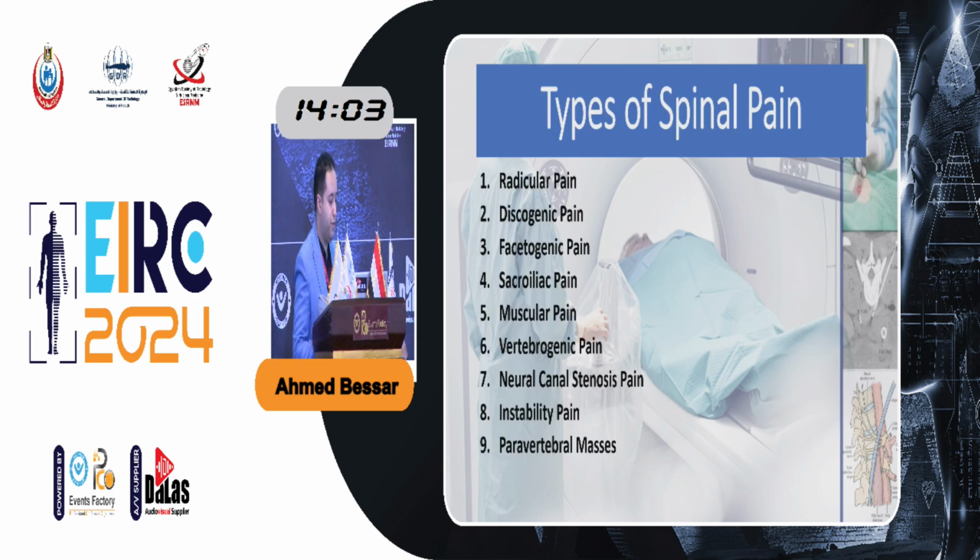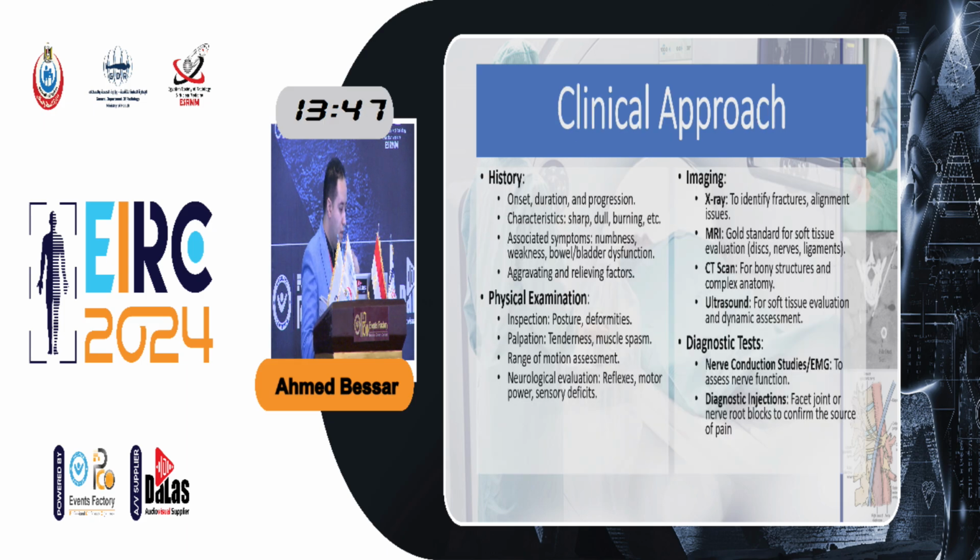The main types of spinal pain may be classified according to the location and the complaint: radicular, discogenic, facetogenic, sacroiliac, muscular, vertebrogenic, neural canal stenosis, instability, and paravertebral masses. The clinical approach is by history taking and physical examination, by imaging, as we all know, and also by nerve conduction velocity studies, and by diagnostic injections, which are considered one of the clinical diagnostic tools.